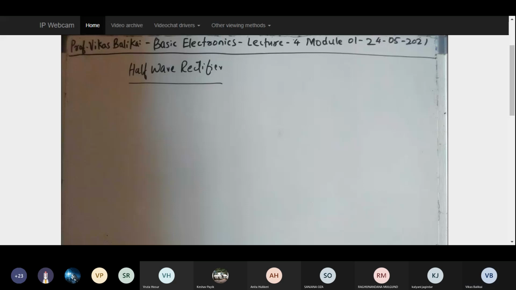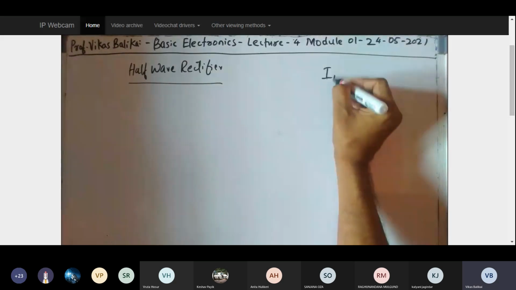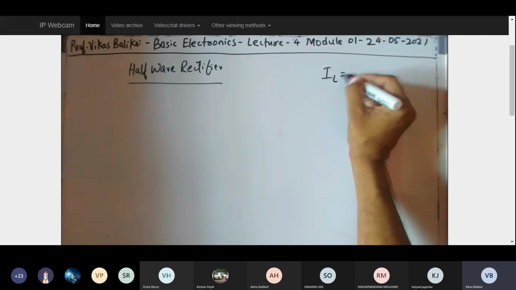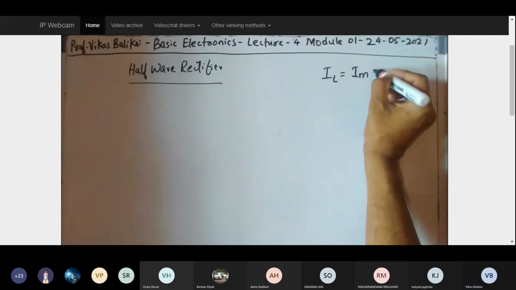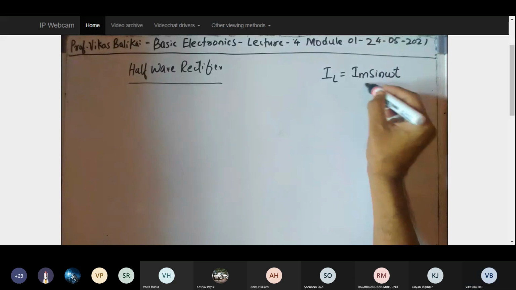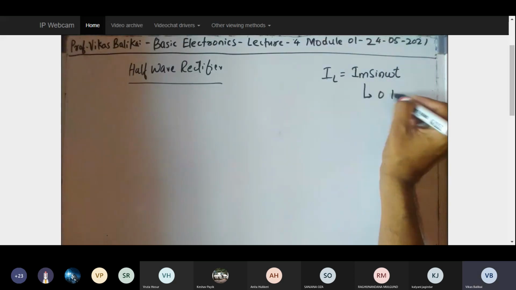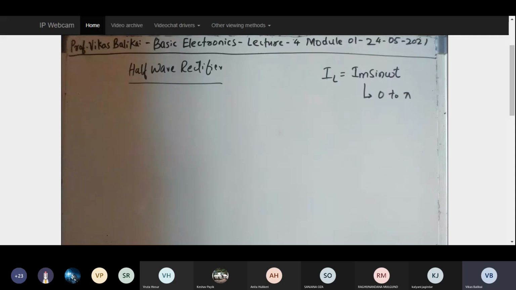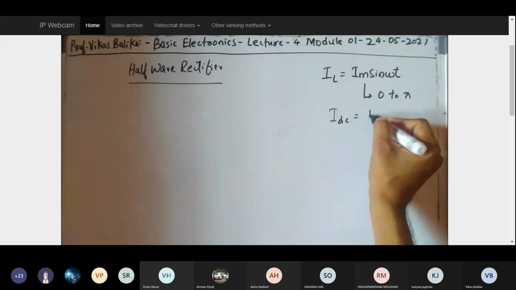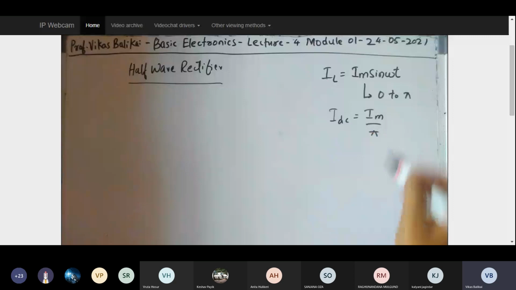In the last class, we obtained some values, and we said that IL can be represented as Im sine omega t in the duration 0 to pi. So from 0 to pi, my load current will have a value of Im sine omega t. We also obtained the DC or average load current value as Im by pi, where Im is the peak or maximum current of my sinusoidal output.